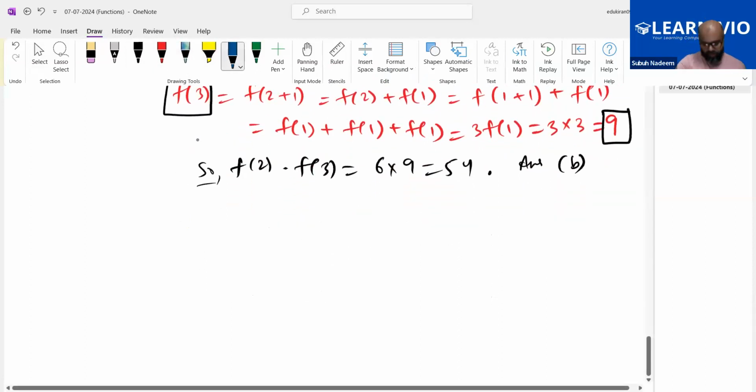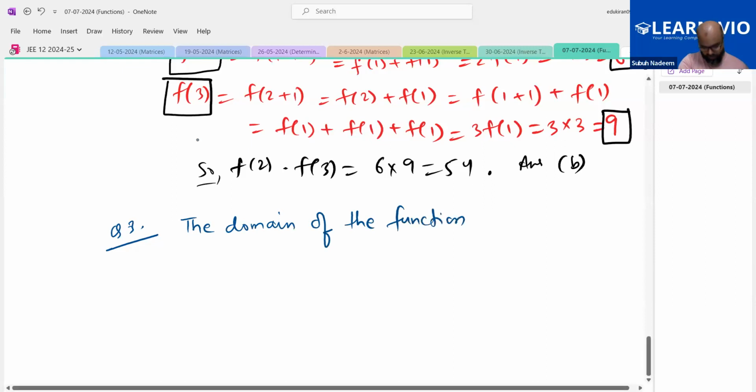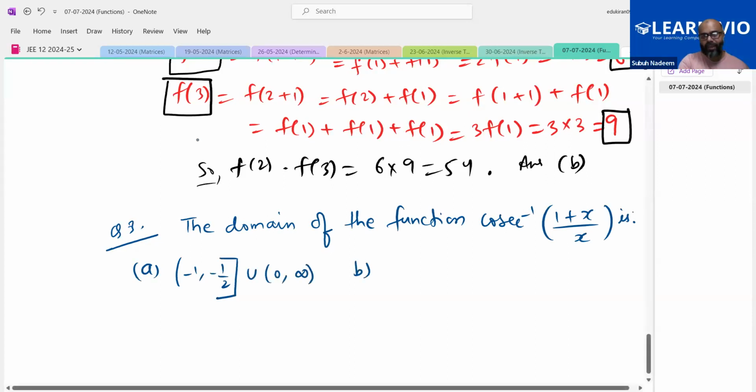Okay, so let us come to the next question. The domain of the function cosec inverse of (1 plus x) by x is, options are given: A, -1 comma minus half union 0 comma infinity. Please mark the brackets also.